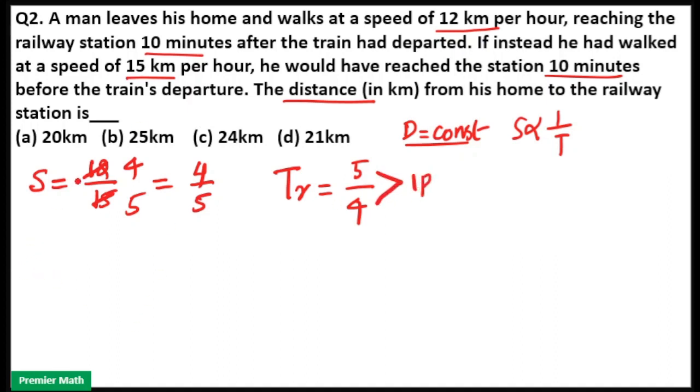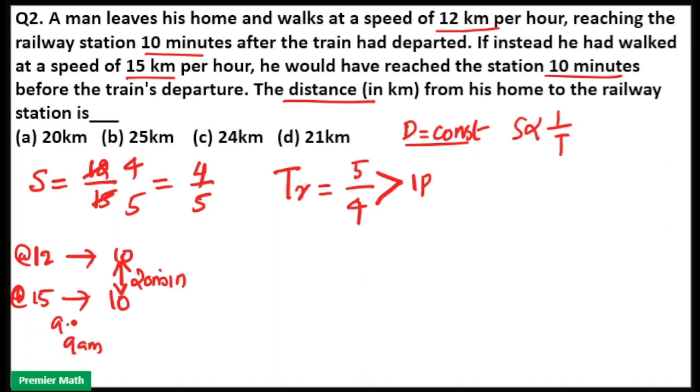And in the question, we can see at 12 km per hour, he is 10 minutes late. And at 15 km per hour, he is 10 minutes earlier. So difference between 10 minutes late and 10 minutes earlier is 20 minutes. If you have doubt, if you take the train arrival time as 9 a.m., 10 minutes late means he is arriving at 9:10 a.m. 10 minutes before, he is arriving at 8:50 a.m. So difference between 8:50 a.m. and 9:10 a.m. is equal to 20 minutes.